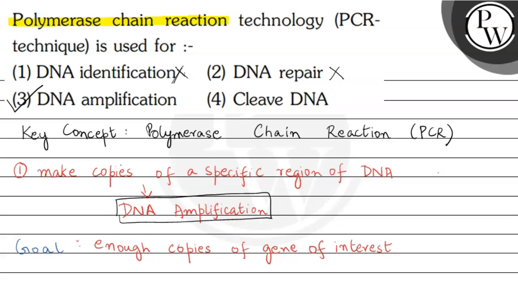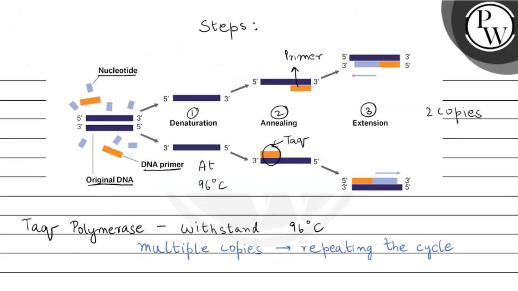And the fourth option says cleave DNA. So PCR is not used for cleaving DNA. Instead, restriction endonucleases are the enzymes which are used for cleaving DNA. So our final answer for this question is option 3, that is DNA amplification. So DNA amplification is utilized for PCR.